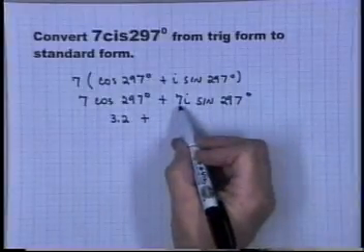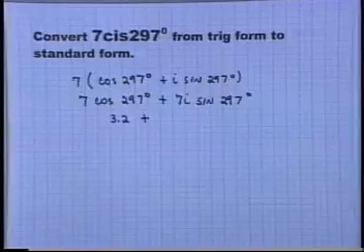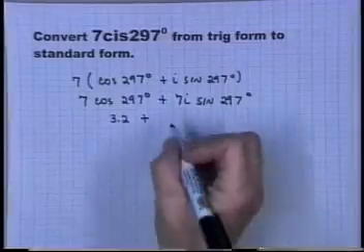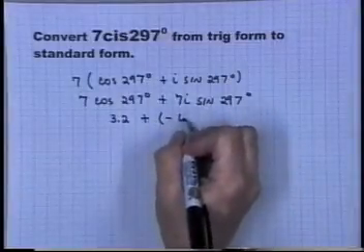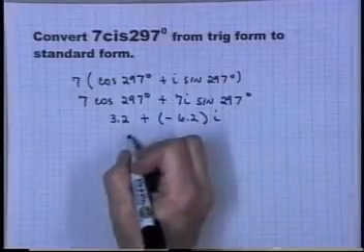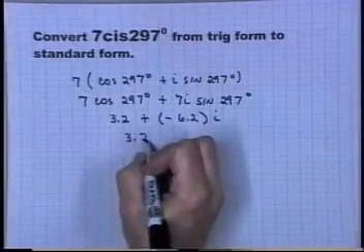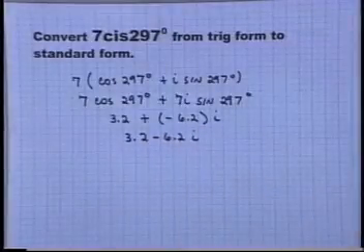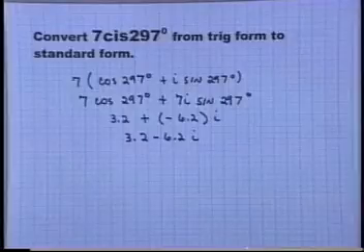Now here I'm going to go ahead and multiply 7 times the sine of 297, and I'm getting a negative, so negative 6.2 if I round off to 2 significant digits times my i. Let me rewrite that without the parentheses. 3.2 minus 6.2i is my a plus bi form.